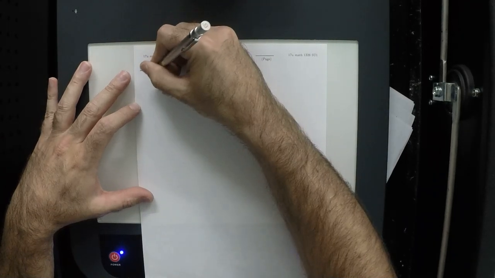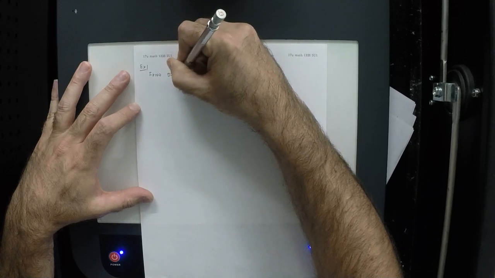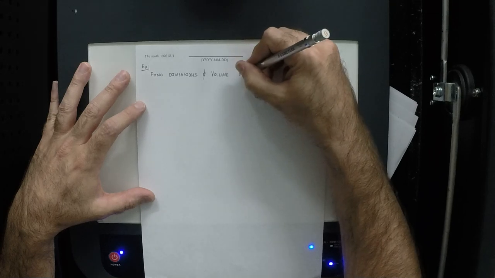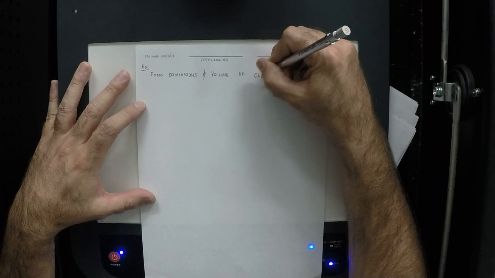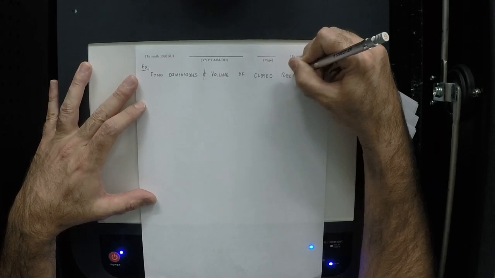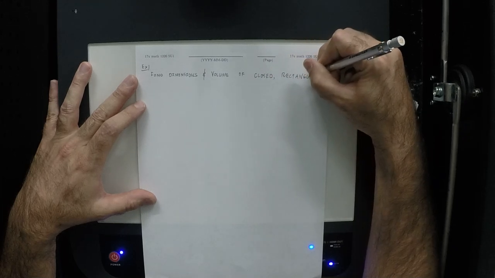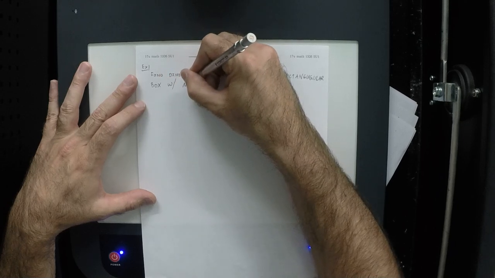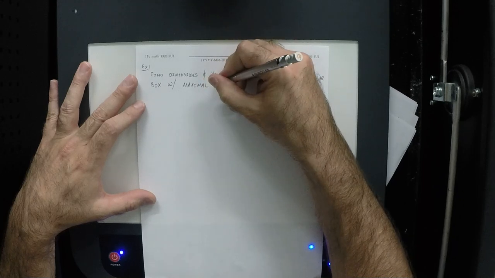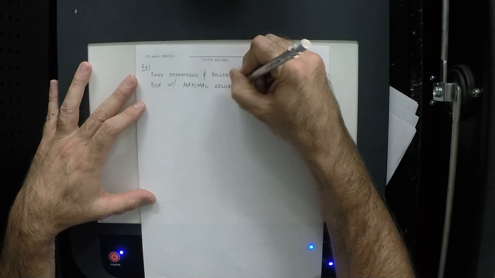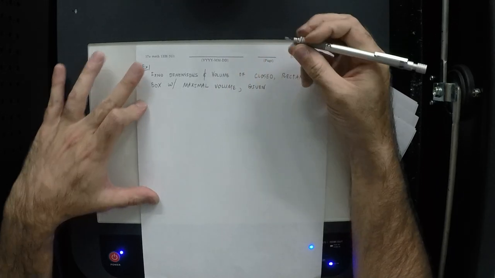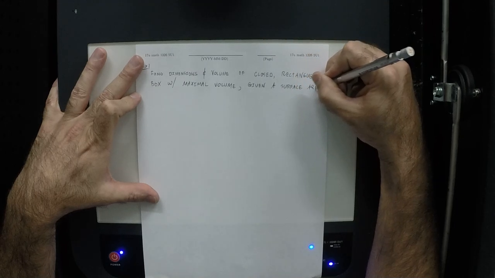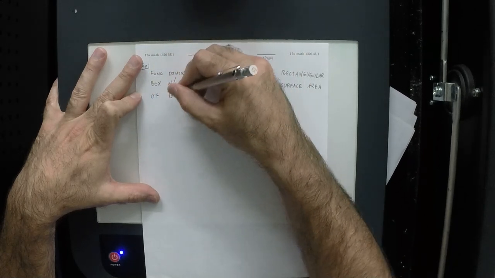Find the dimensions and volume of a closed rectangular box with maximal volume given a surface area of 6 square meters.